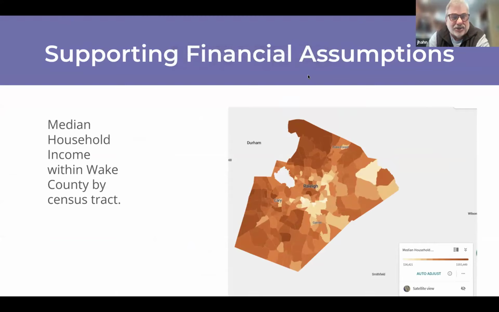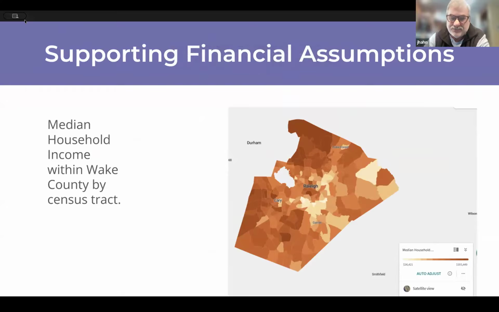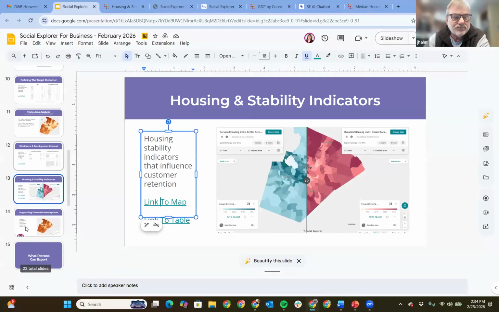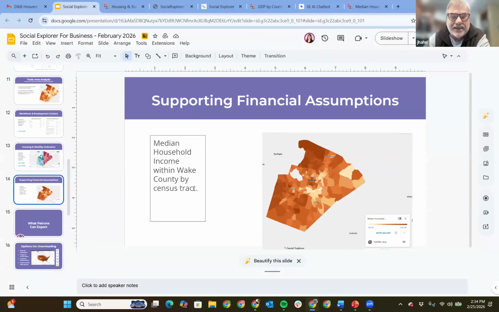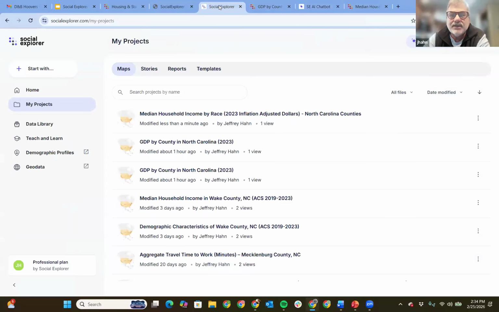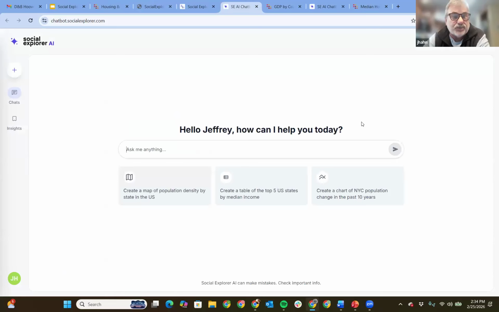Oh, the last one is median household income within Wake County by census tract. And I can go back and show that as well. So let me see. So again, if I wanted to, I can take this and easily paste it into Explorer. Show me the median household income within Wake County by census tract.